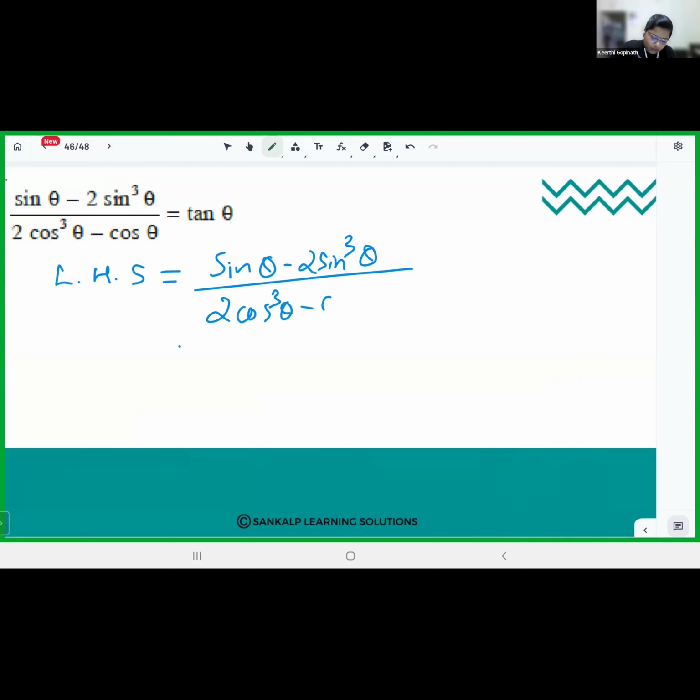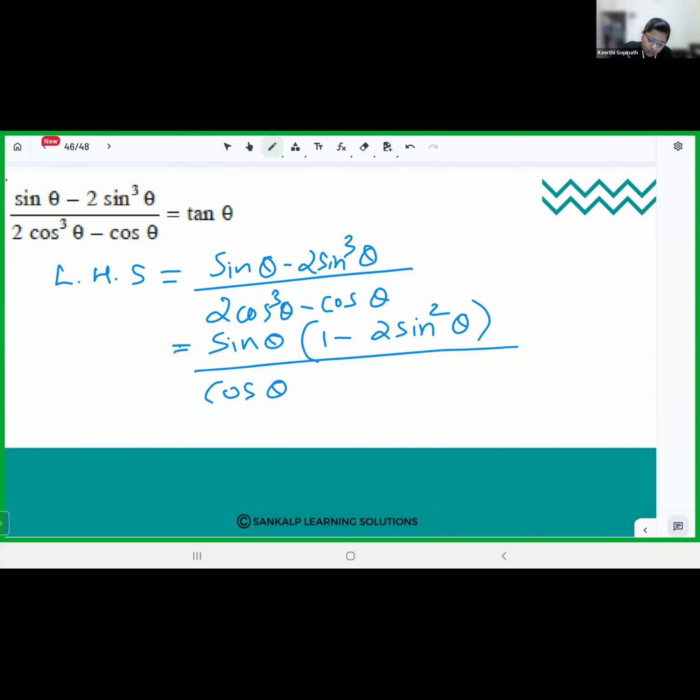So here you can see that sin theta is common in the numerator as well as cos theta is common in the denominator. So I am taking that outside. Sin theta into (1 minus 2 sin square theta) divided by cos theta into (2 cos square theta minus 1). Right? So we are going to convert this cos square theta also in terms of sin square. So how will you convert?